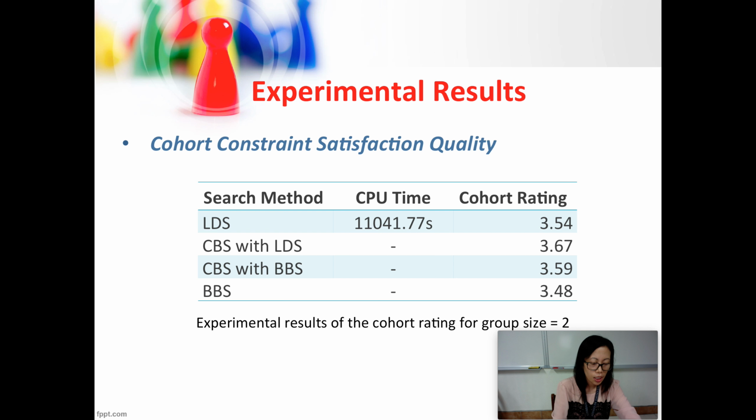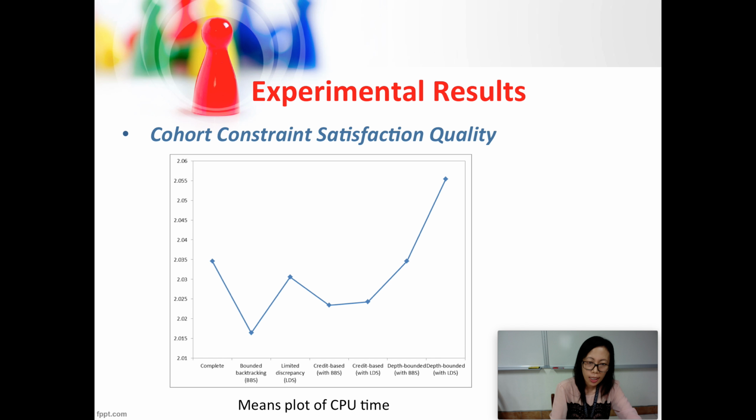The table that you see only shows the 4 search methods with the lowest mean CPU time. Now, if we go back to the previous slide, if we look at the means plot of CPU time, if we look at this graph, although again using ANOVA, there is no search method that can produce solutions faster than the rest of the search methods.